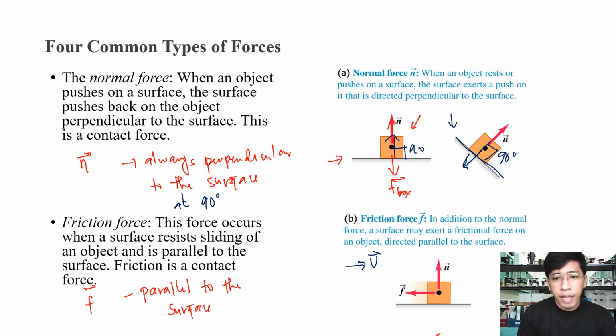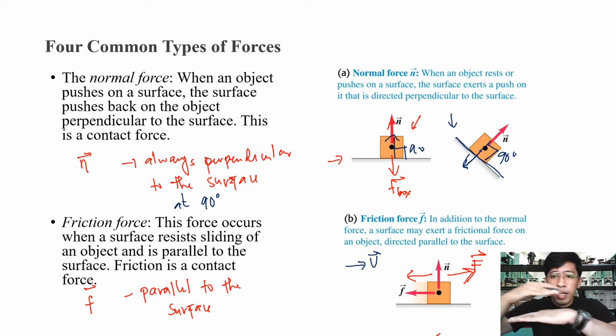So again here, if your object moves to the right, or if we push this object with an F to the right, the resistive force which this box experiences is to the left. So the friction force is parallel to the surface, but is in the opposite direction to the motion of your object, because it resists the motion of your object.